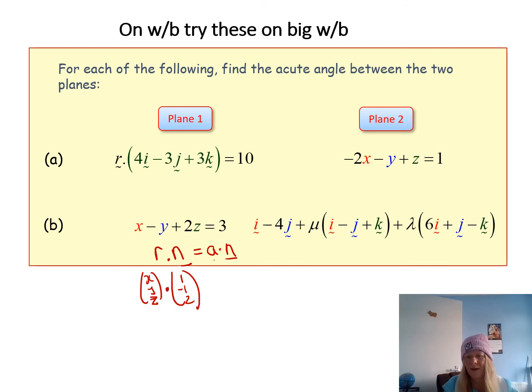And this one, to find the other N, you'll have to cross product those two vectors. These two are just in the form R dot N. They're nice, aren't they? Right, pause the video and have a go. It says do it on big whiteboards. I don't think that means do it on your walls in your bedroom, but who knows? Enjoy.